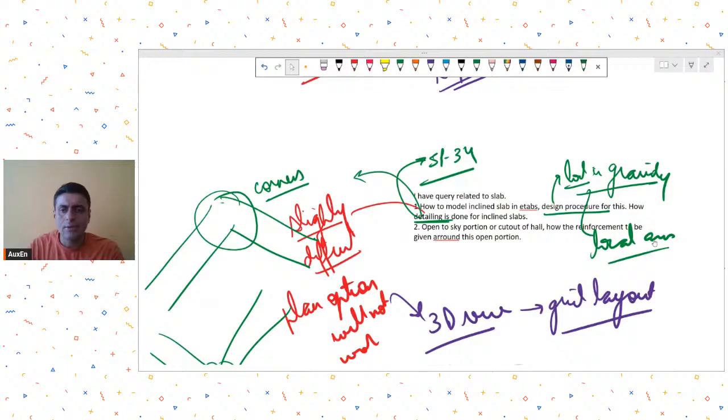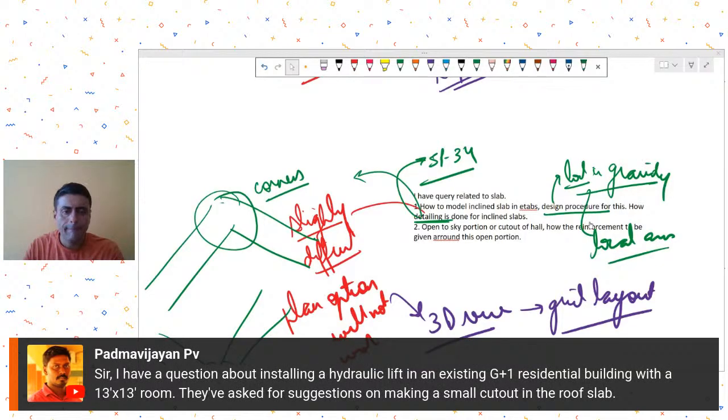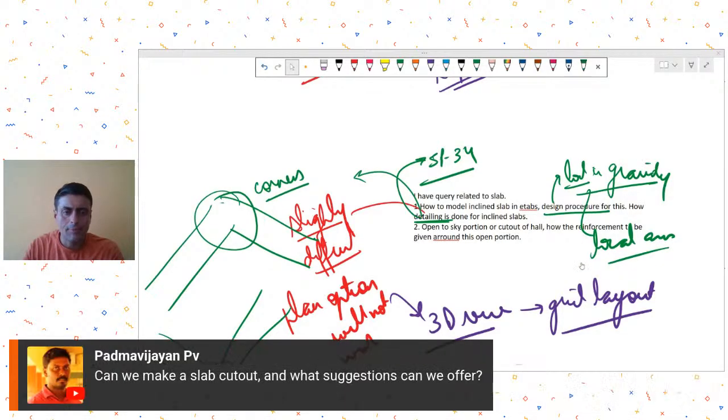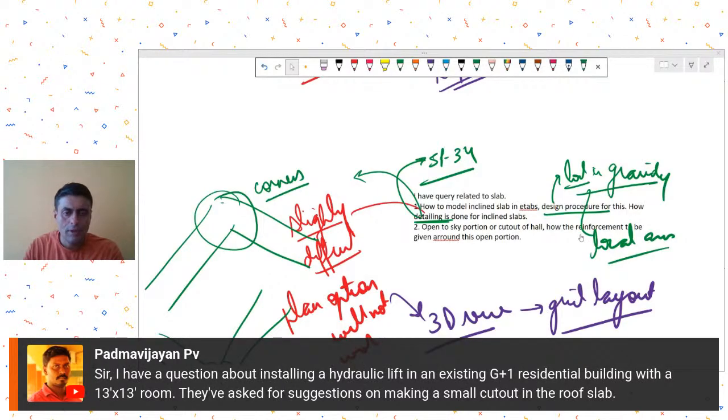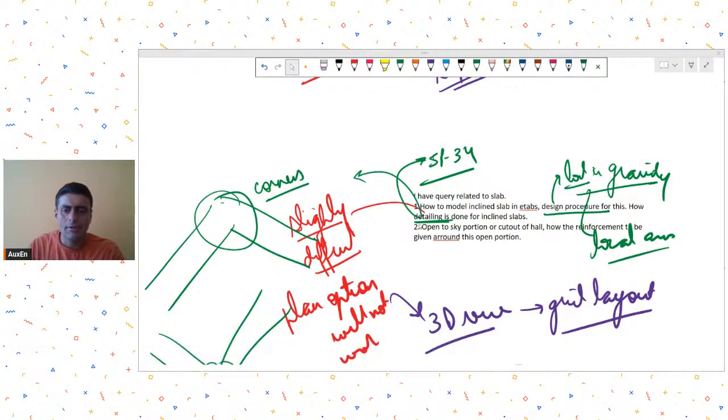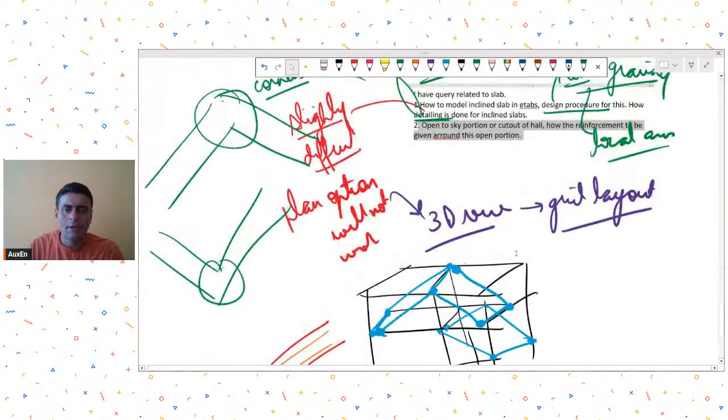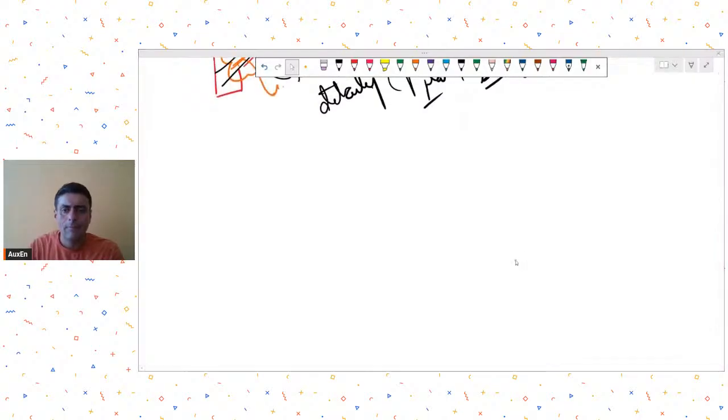Regarding this opening in the cutout, I could also see one more question by engineer Padma Vijayan PV. Can we make a slab cutout, and what suggestion can we offer? I have a question about installing a hydraulic lift in an existing G plus 1 residential building with a 13 feet by 13 feet room. They are asking for suggestions on making a small cutout. So I'll just answer the good practices to be followed for slab cutouts. I hope it will answer the question by engineer Vinay also and engineer Padma Vijayan also.